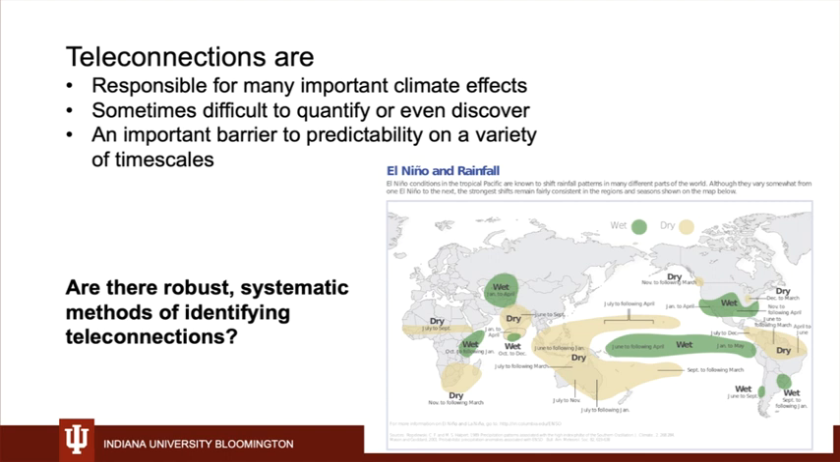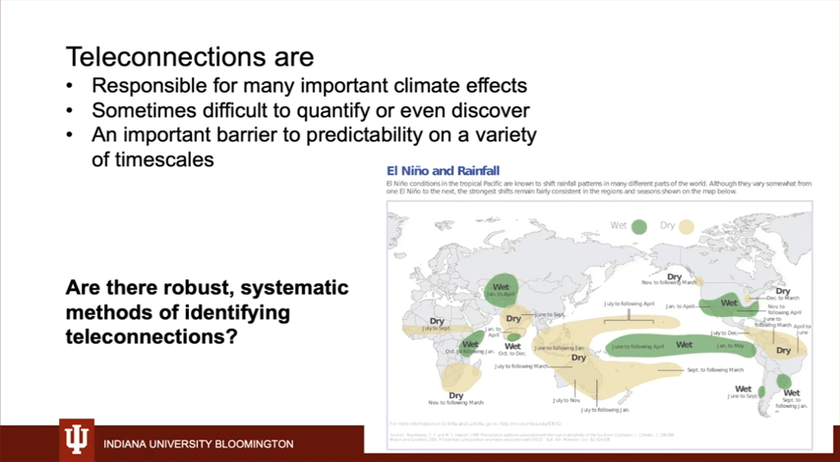So this map was produced through decades of research. There are many other teleconnections in the climate system, and some of which may not have benefited from decades of research. So the problem with that is, these are really important for predictability on a variety of time scales. So months to a little over a year in this case.